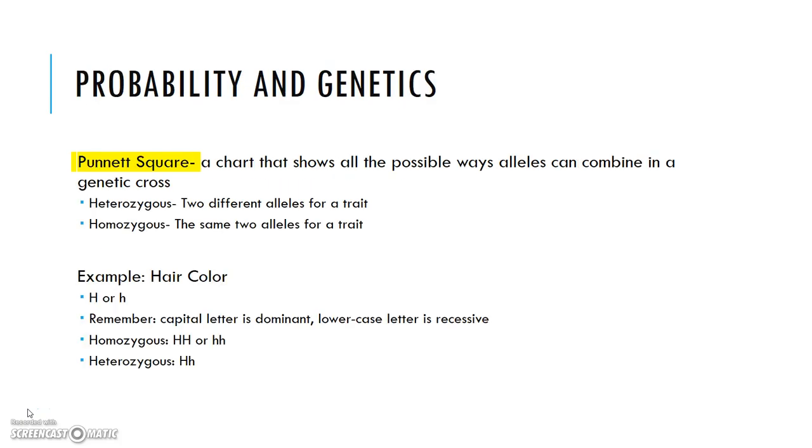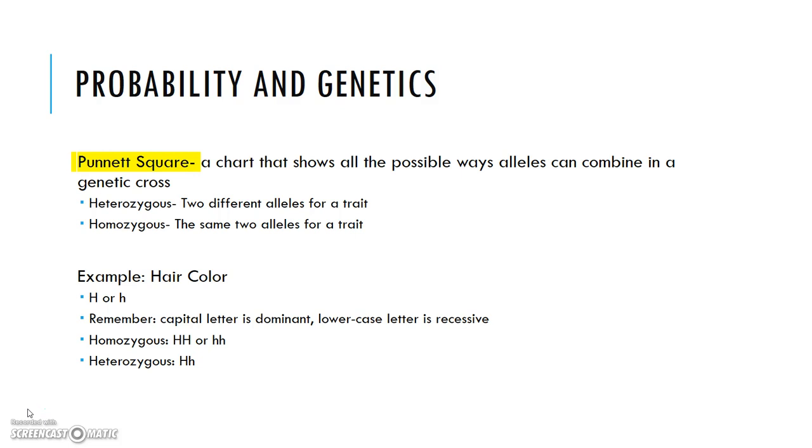So how does this apply to genetics? In genetics we use a Punnett square. And the Punnett square is a chart that shows all the possible ways alleles can combine in a genetic cross. And there's 2 different terms that you need to know. The first one is called heterozygous, and that's where we have 2 different alleles for a trait. So you're going to have one that's dominant and one that's recessive. And in a couple minutes you're going to know a little bit more about that. So if it doesn't make sense to you right now, it's okay.